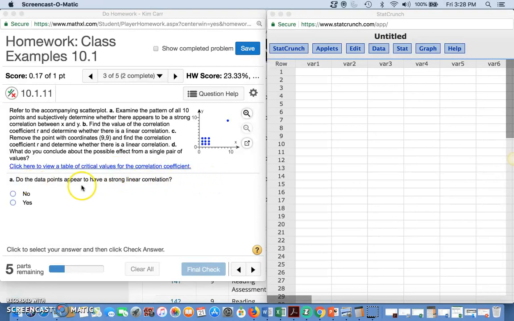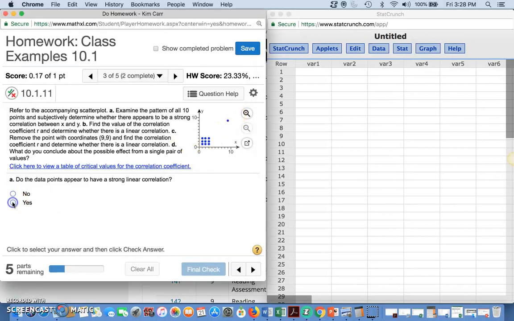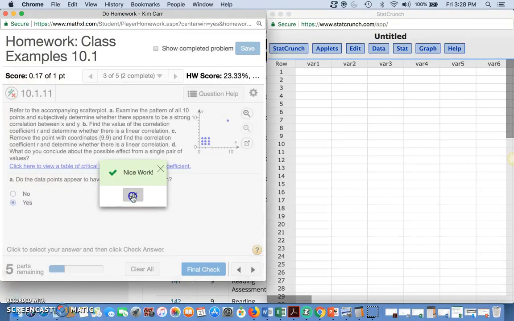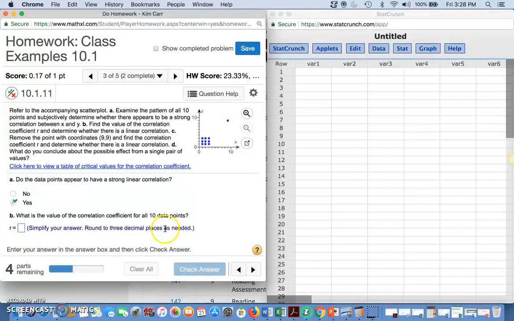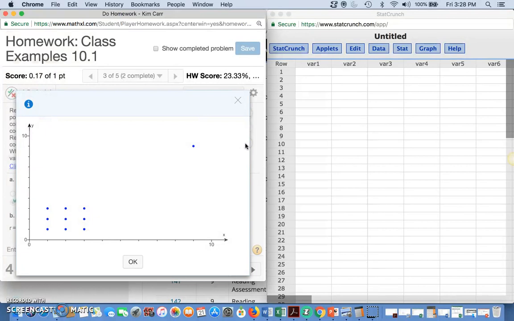Do they appear to have a strong linear correlation? Well, looks like we could just draw a line straight through there. So yes, they do. Okay, now they want us to find the correlation coefficient. So let's make this a little bit bigger.